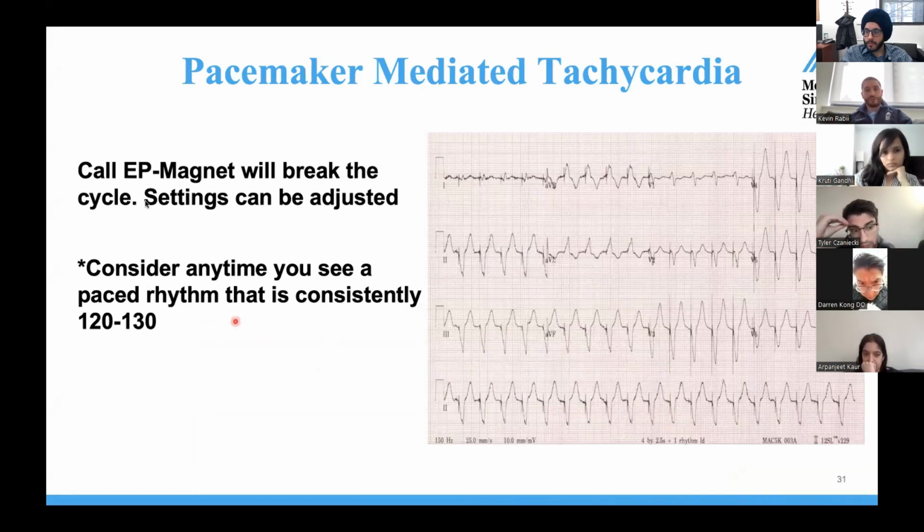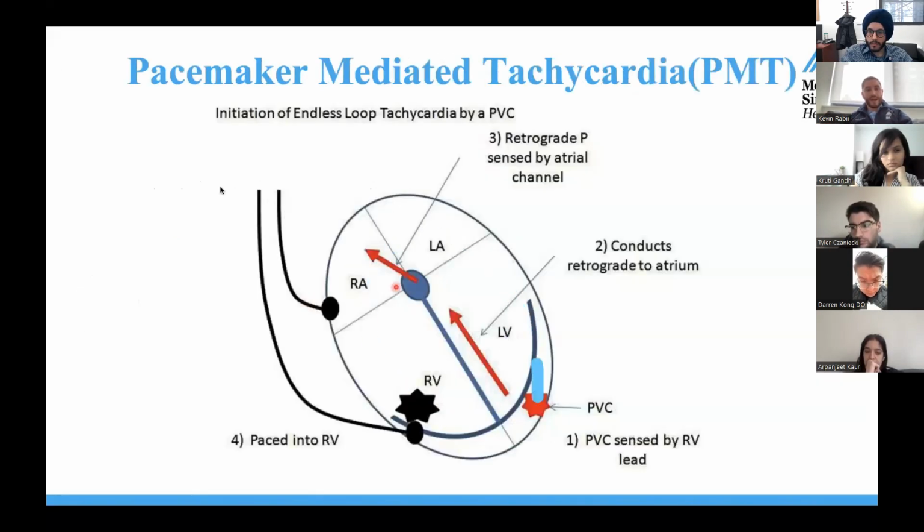And it's due to a circuit within the pacemaker. And basically the treatment is to put a magnet over the device. Obviously touch base with cardiology first, but it's a very simple fix to break the cycle. And basically it happens because the RV lead is pacing something inappropriately in the atrium, and it starts to create this endless loop.